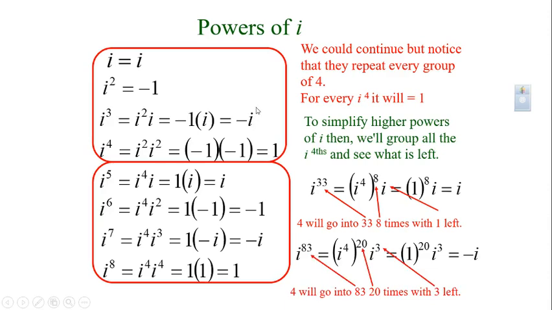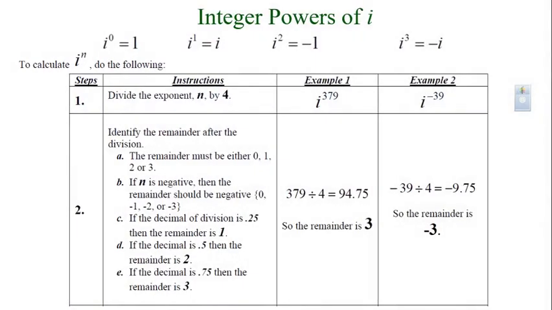So if we look at the remainders of the power after dividing that power by 4, that will give us what the answer is. Now, I just like to point out that this rule works for integer powers of I. This does not work for rational powers that are not integers, like I to the half. That is a more complicated process, and that would involve trigonometry.